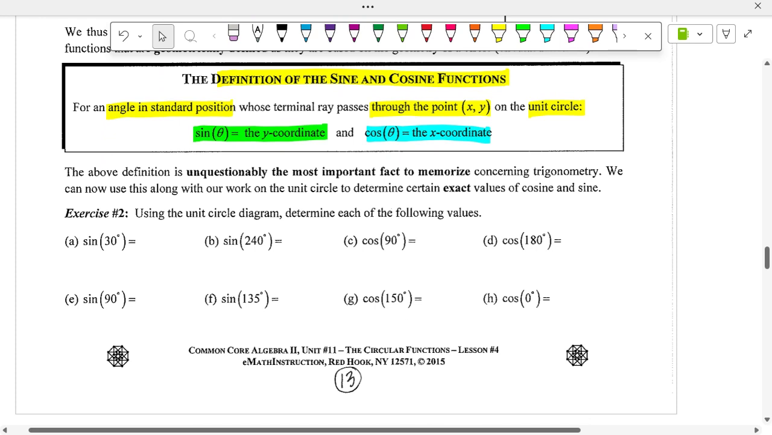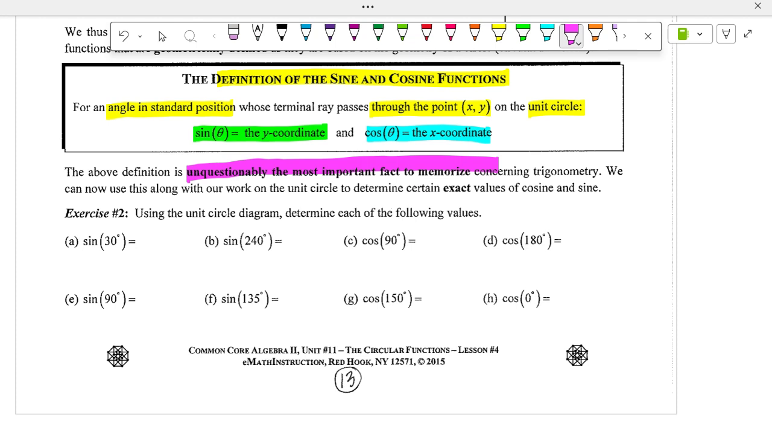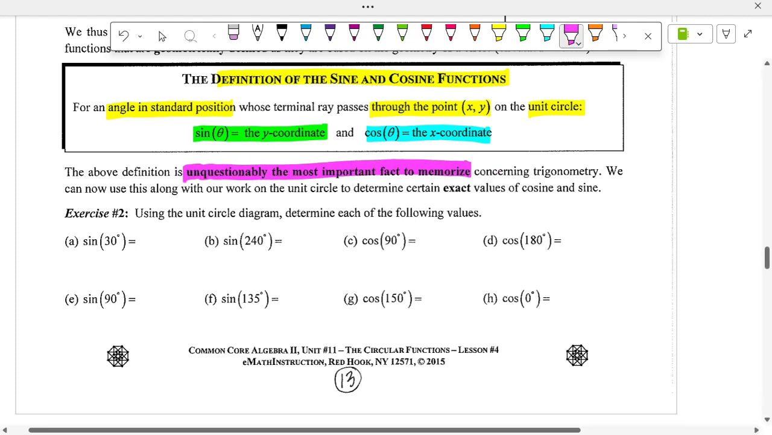So that's why it's really important to memorize that unit circle, because I can guarantee you on the EOC, they're going to want you to give exact answers. Like they may flat out ask you, what is the sine of 30? And they want an exact answer.